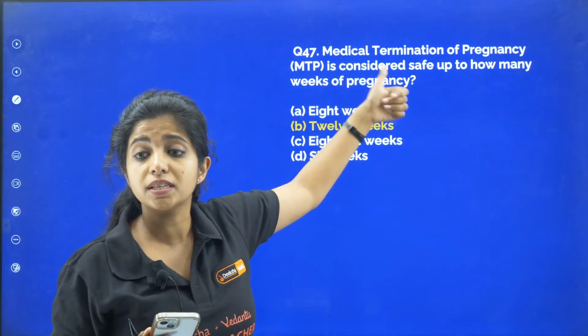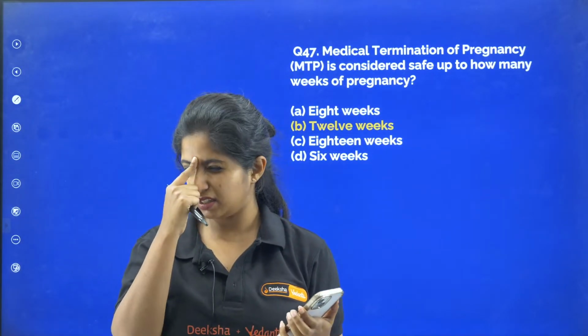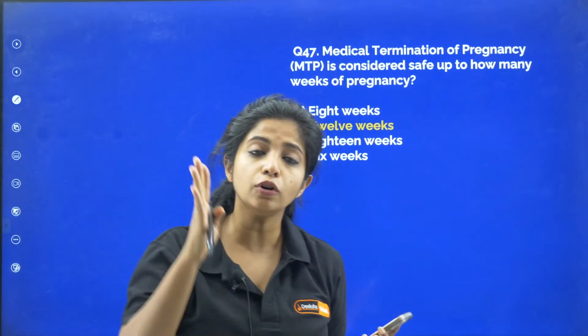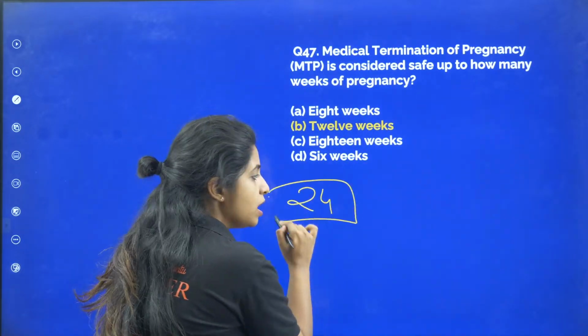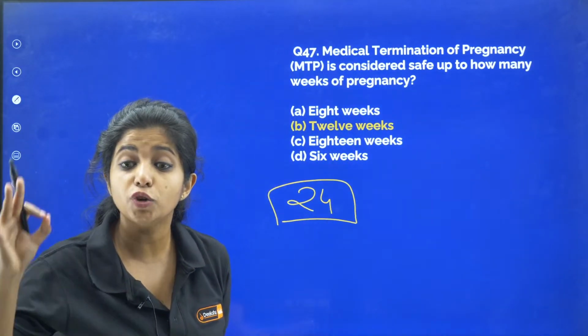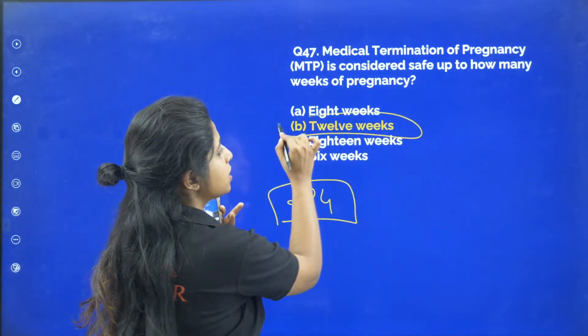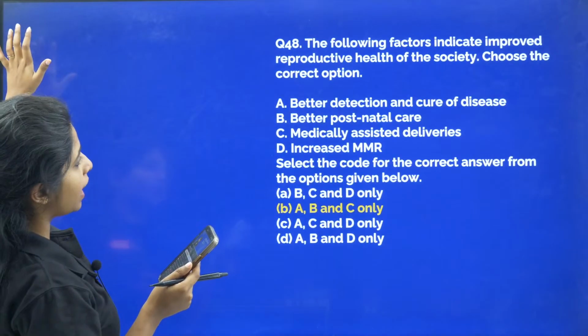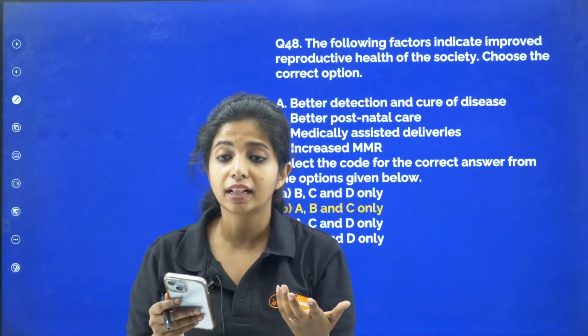Medical termination of pregnancy is considered safe up to how many months? My dear children, how many weeks can you do MTP, medical termination of pregnancy? Almost 24 weeks you can do, but up to 12 weeks it is considered to be safe. Always remember, up to 24 weeks you can do, but up to 12 weeks it is considered safe.